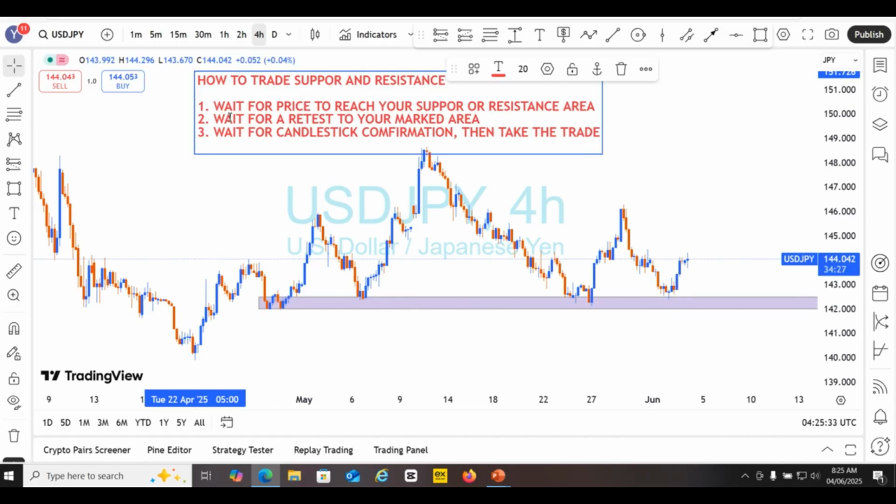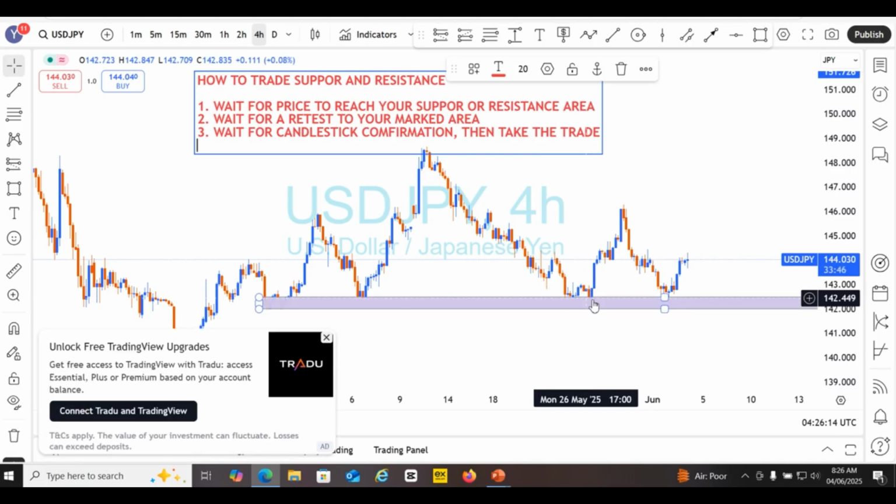Okay, number 2, wait for a retest of the support or resistance. Now what is a retest? Let me explain. When this market comes down and enters this support area, it shows that this particular support area is a valid support area. Then it goes up a little bit, then comes inside there again. You see this red candlestick here, that is the retest.